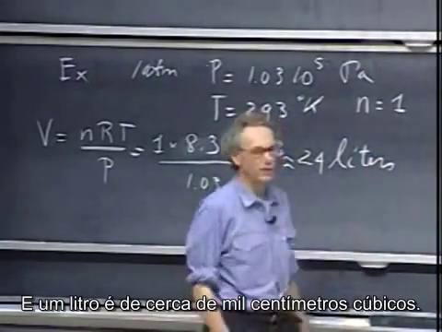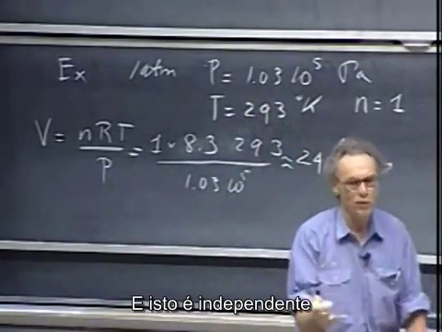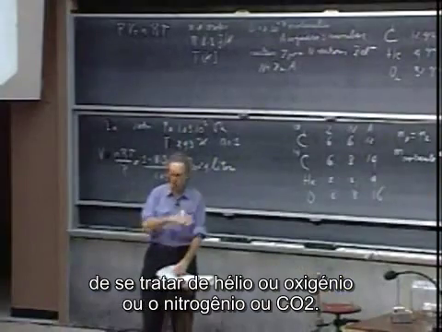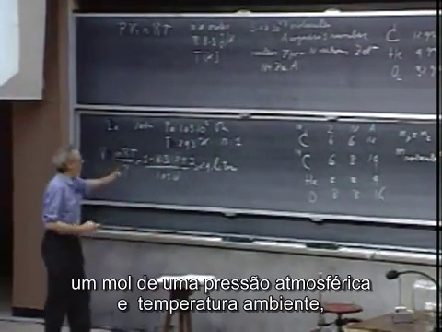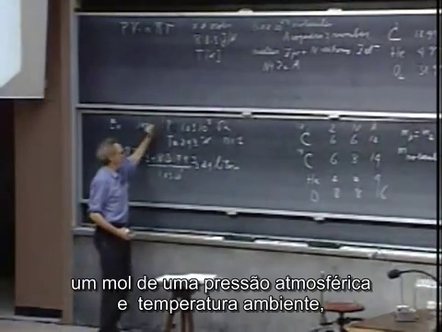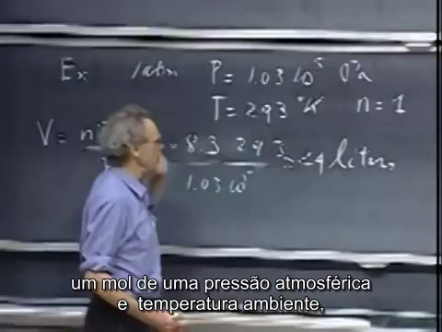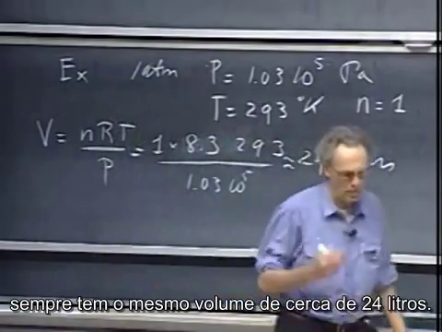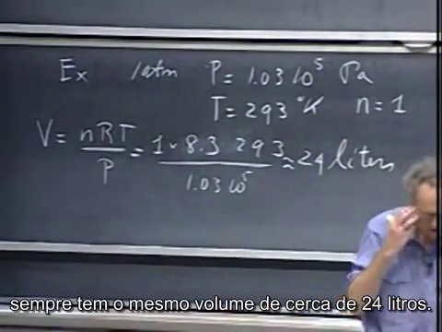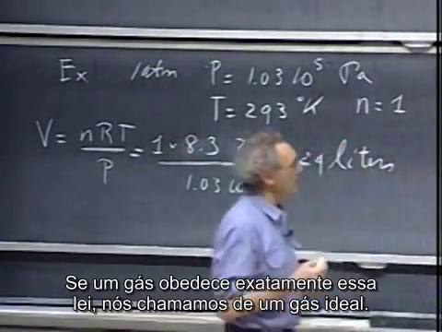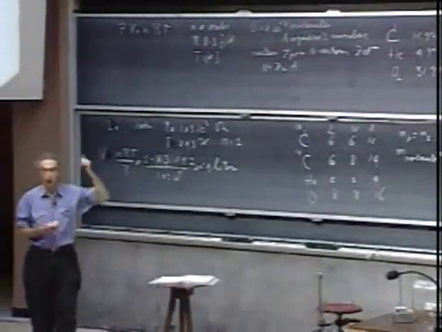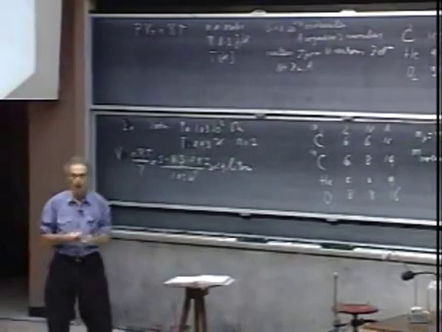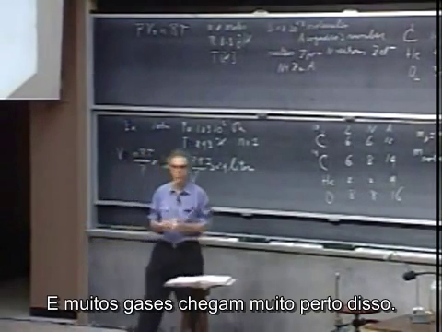And a liter is about 1,000 cubic centimeters. And it's independent of whether it's helium or oxygen or nitrogen or CO2. As long as you have a gas, one mole, one atmosphere pressure, and room temperature, it always has the same volume of about 24 liters. If a gas obeys that law exactly, we call it an ideal gas. That's why we call that the ideal gas law. And many gases come very close to that.